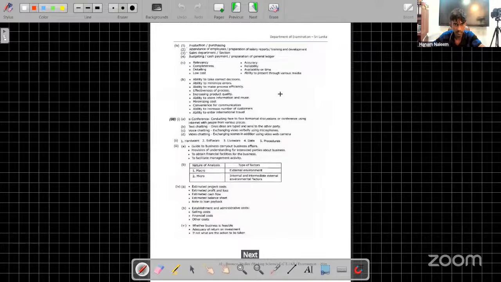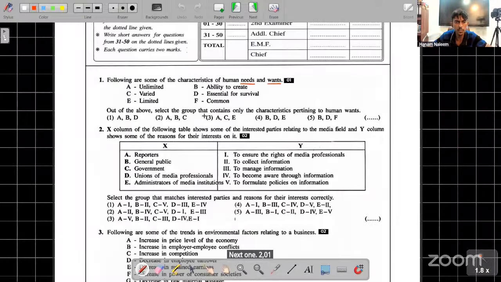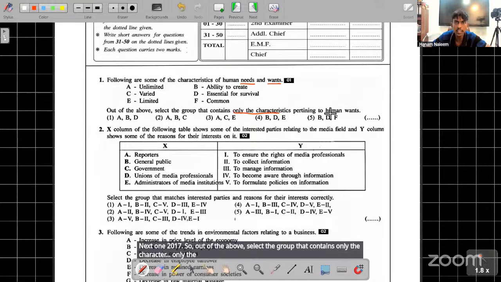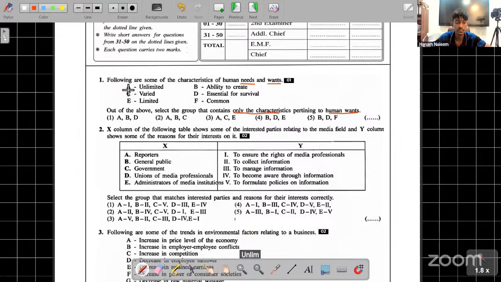Next one. 2017. Out of the above, select the group that contains only the characteristics pertaining to human wants. I don't need to explain what needs and wants are, so you'll just say yes or no. Is it a characteristic of needs or a characteristic of wants? Unlimited? Yes or no? Everyone.